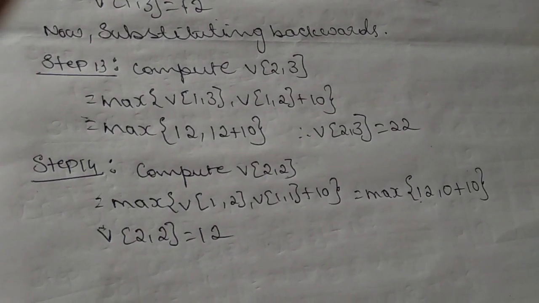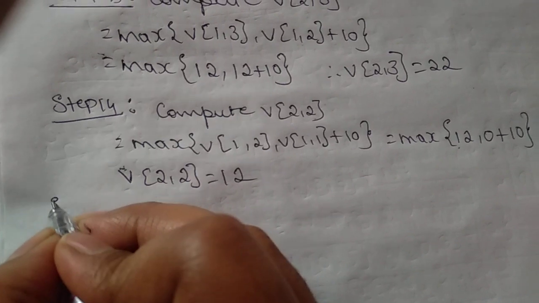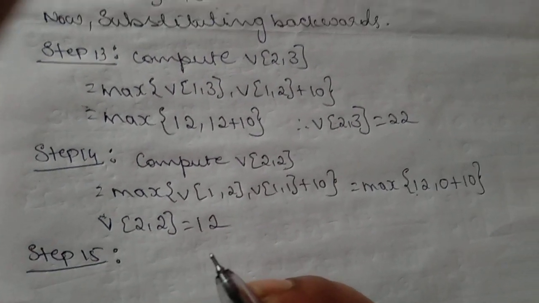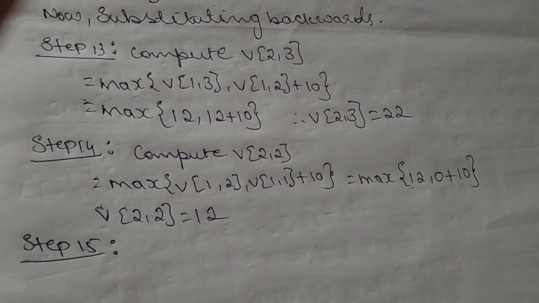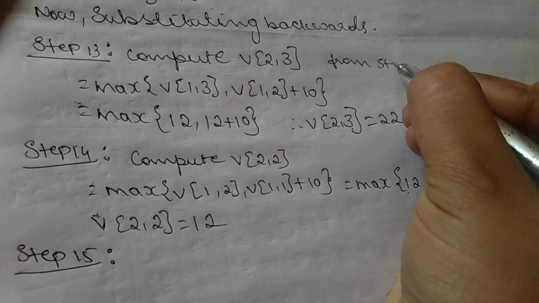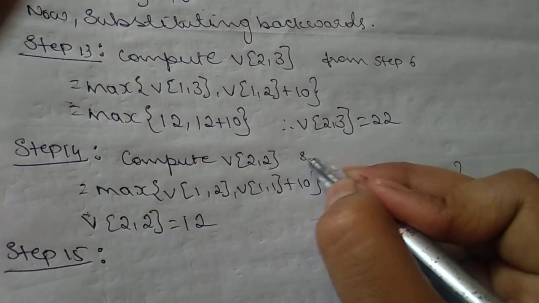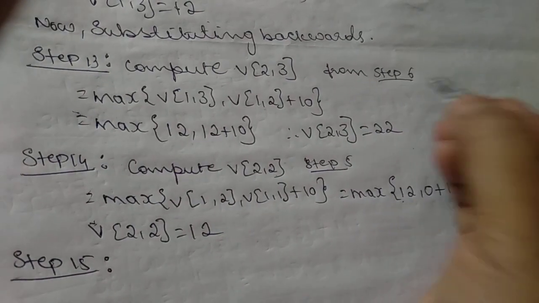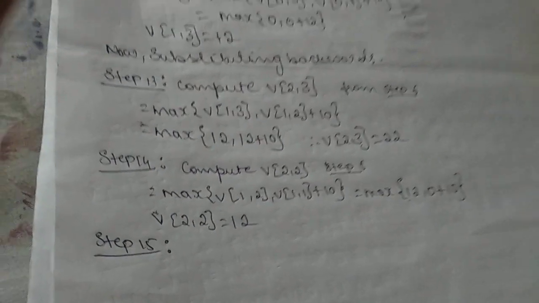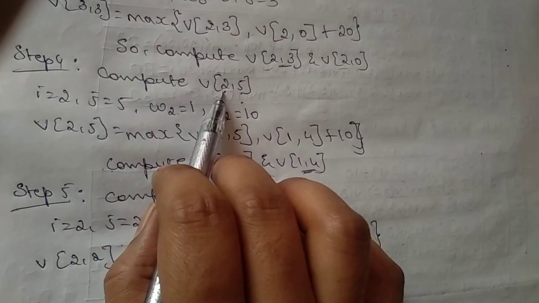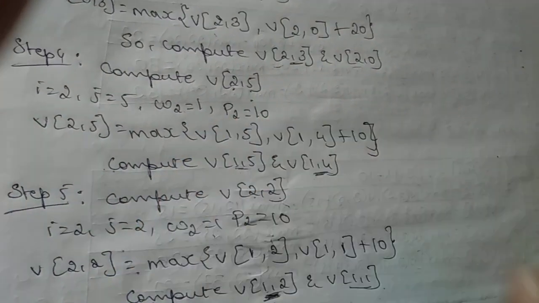Okay. Next, step 15. For your reference, you just write from step 6, this is from step 5. Then you will not have any confusion. Now you go for step 4. Compute v of 2 comma 5.